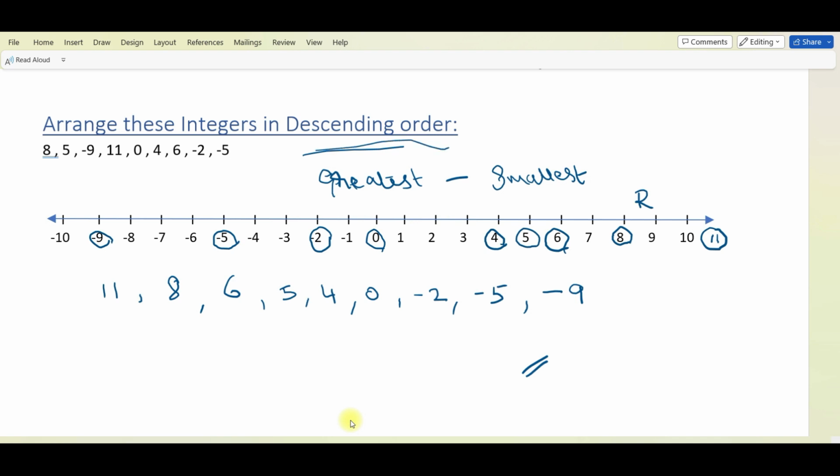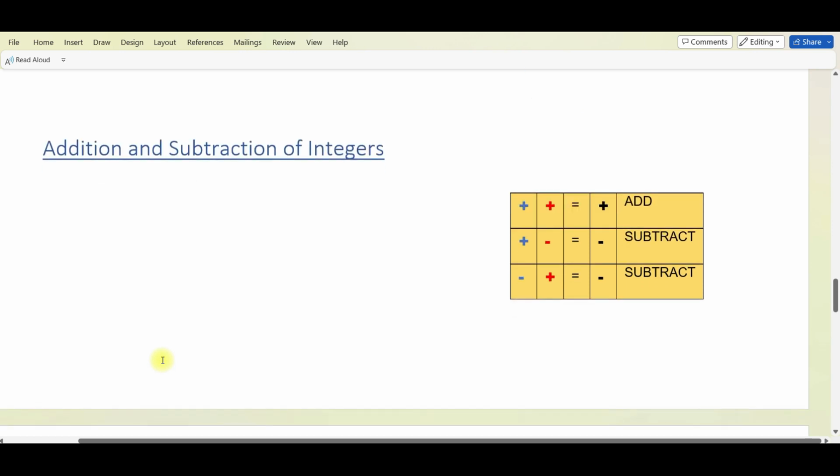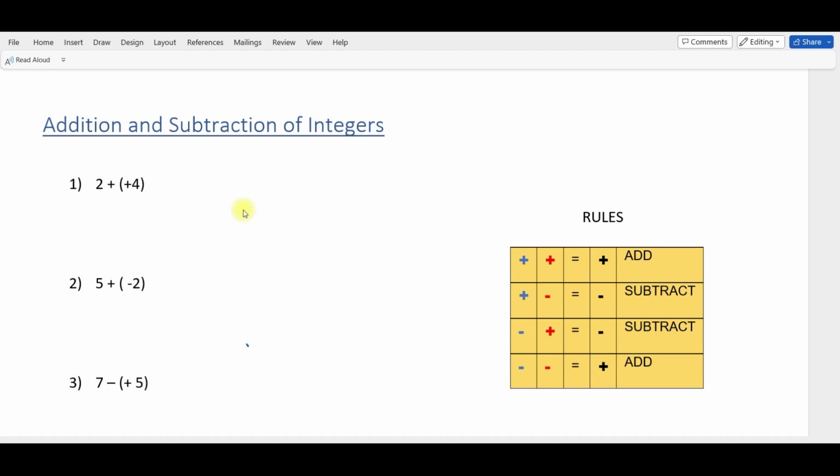Okay. Now let us understand the operations of integers, that is addition and subtraction of integers. So let us understand how we add and subtract integers. Before understanding that, we need to know the rule here. If there is a plus sign and the second also has a plus sign, we need to add. And if it is a plus sign and a minus sign, we need to subtract. And if we have minus sign and the plus sign, again we need to subtract. And if we have minus and minus, we need to add.